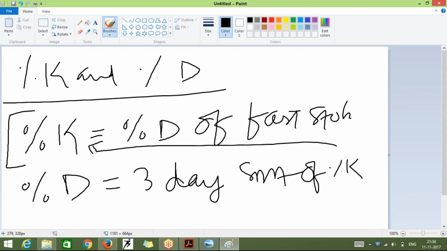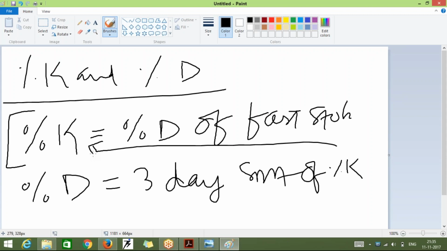So what I will recommend is to use slow stochastics in a volatile market. When the market is quite volatile, it's better to use slow stochastics, and fast stochastics in a range bound market. Actually, stochastics work nicely in a range bound market.